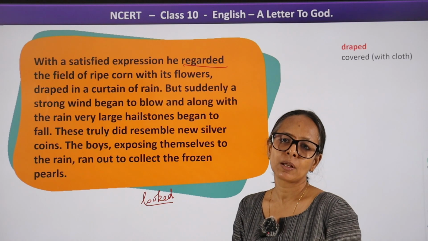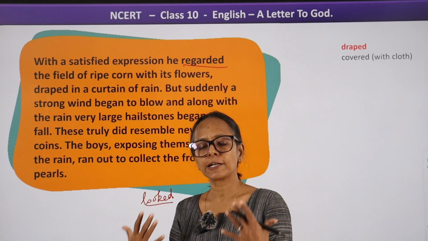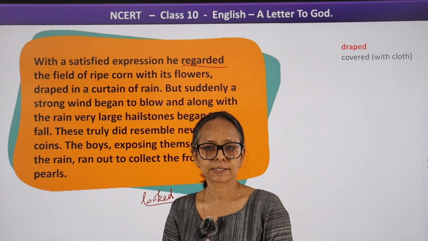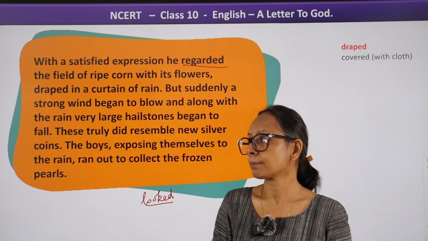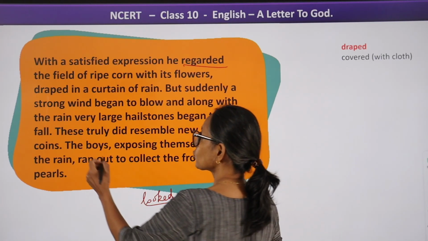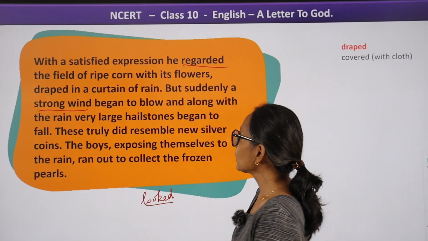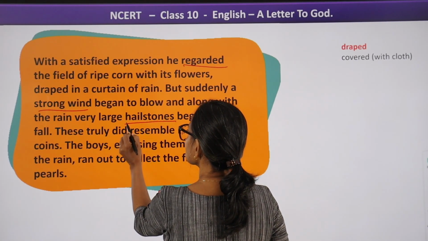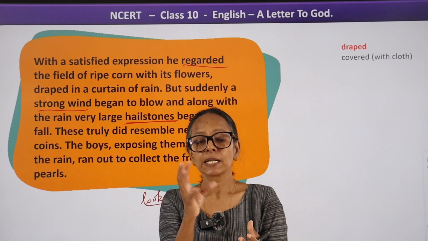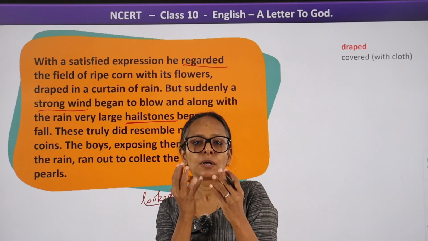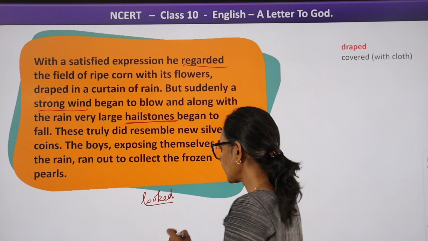to fall. So, as he is looking contentedly, satisfied with the rain that's falling, what happened? Suddenly, something unexpected happened. What was that? A strong wind began to blow, and along with the rain, large hailstones began to fall. What are hailstones? They are those little blocks or small and big rocks of ice. They are ice blocks.